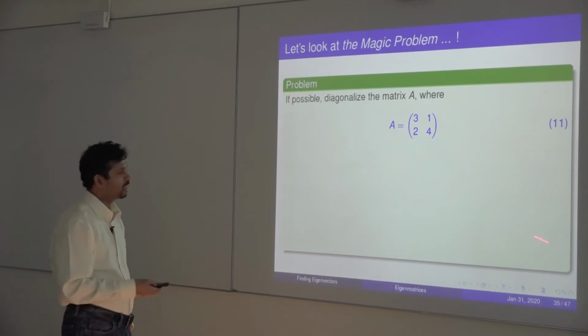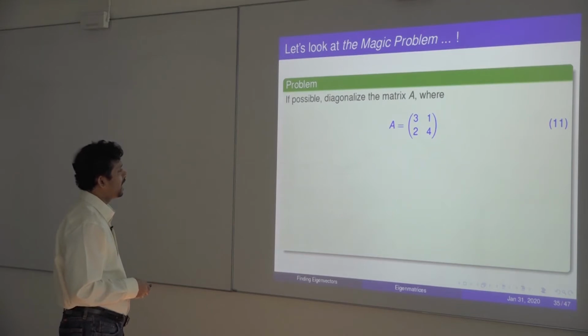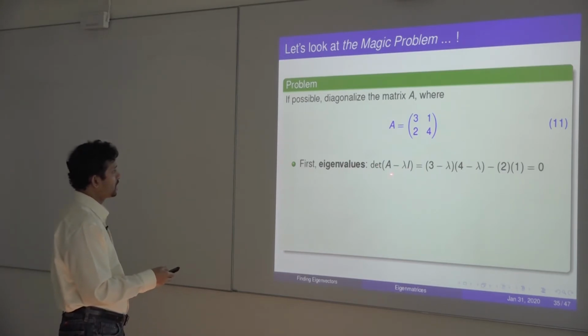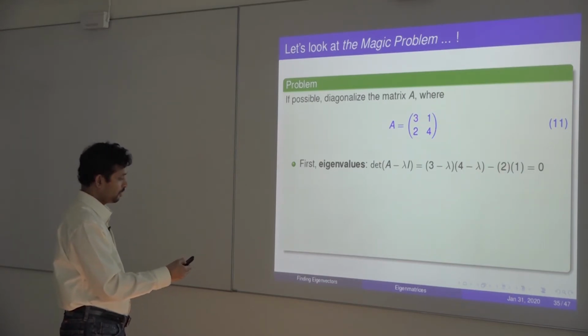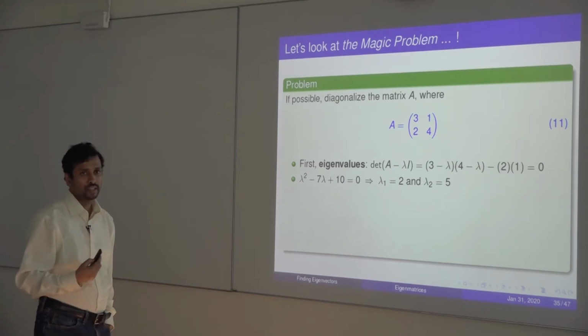So we have a matrix A, which is 1 2 3 4. It's kind of neat, and we're going to find the eigenvalues. We look at the characteristic polynomial: 3 minus lambda times 4 minus lambda, minus 2 times 1, and set it equal to 0. You can simplify it, and it has nice factors, so we get 2 and 5. We know those are distinct.